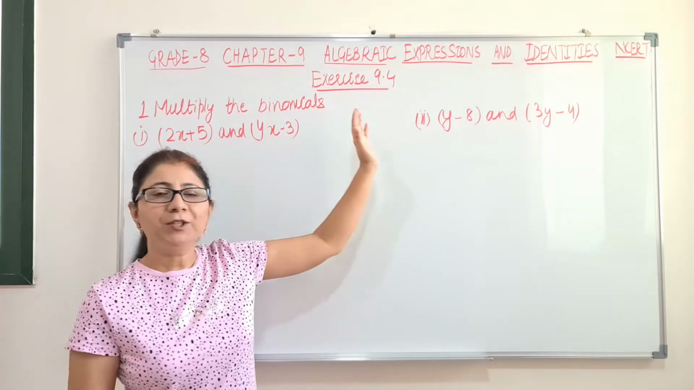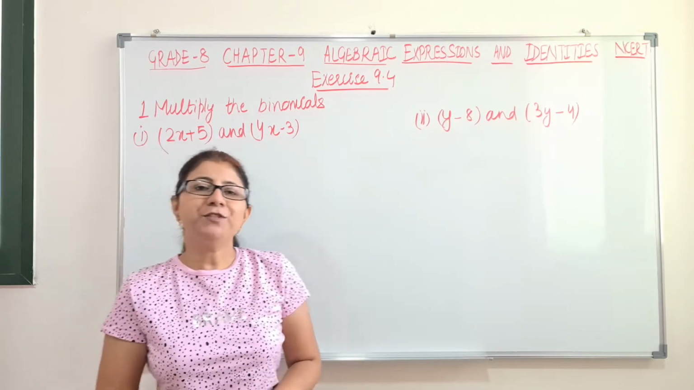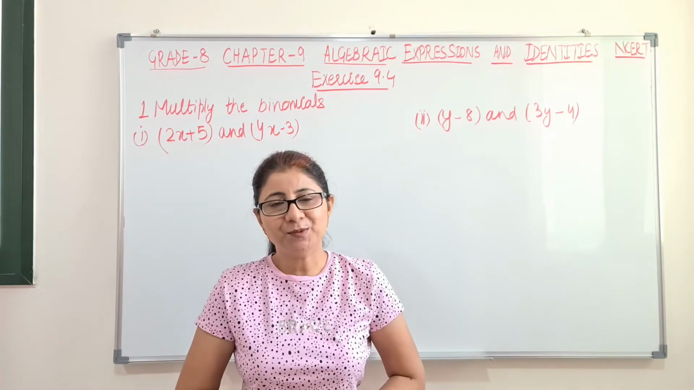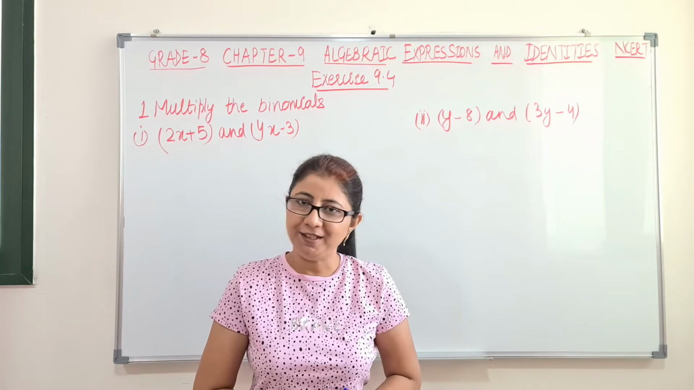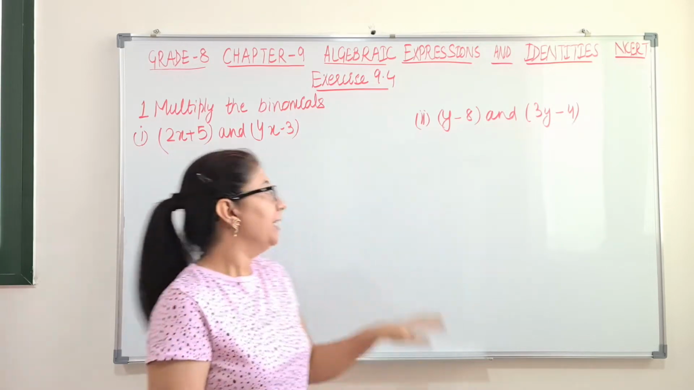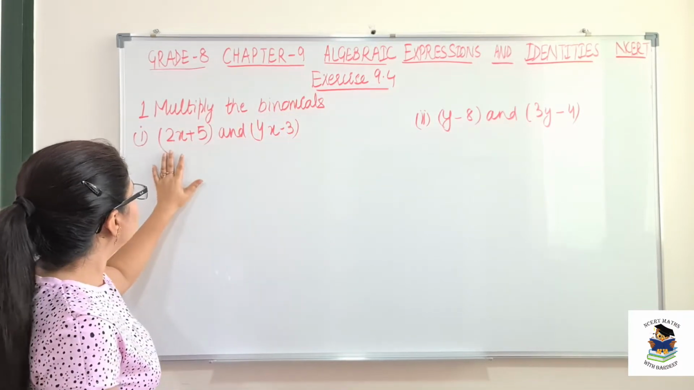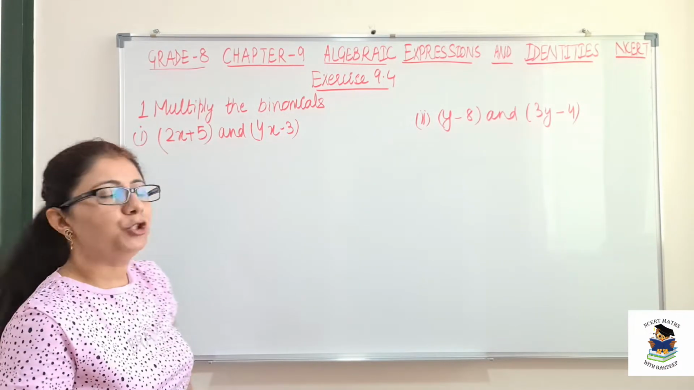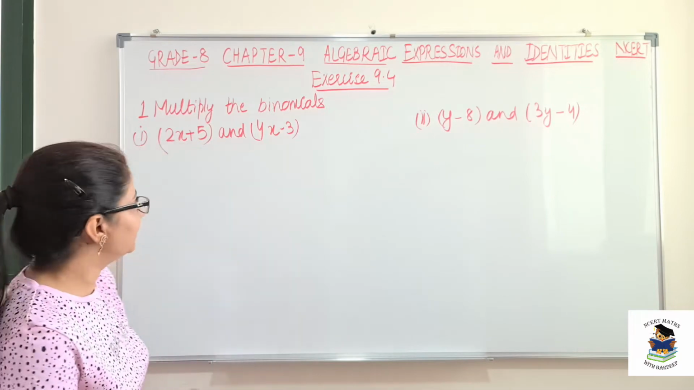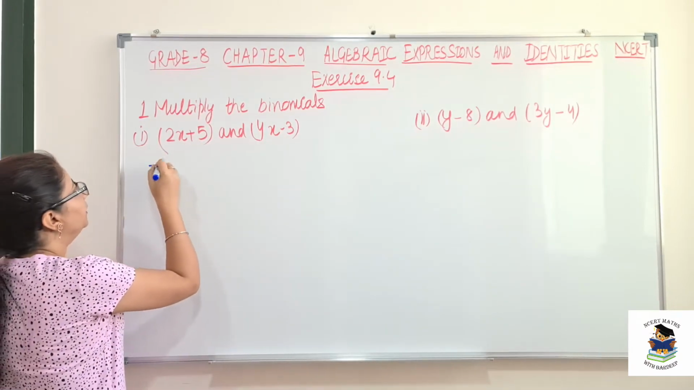Today we are going to start exercise 9.4 of chapter 9, that is algebraic expressions and identities of grade 8. Let's get started. First question is multiply the binomials, and we have first part as 2x plus 5 should be multiplied with 4x minus 3. Let's see how to do it.